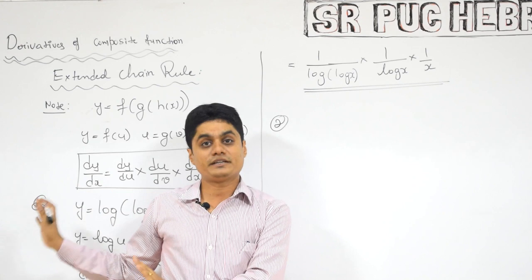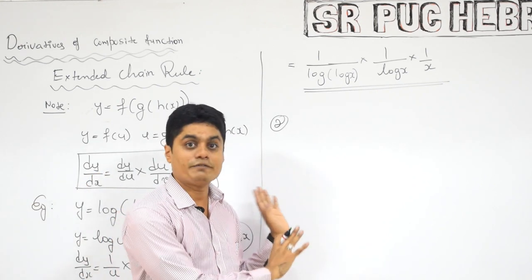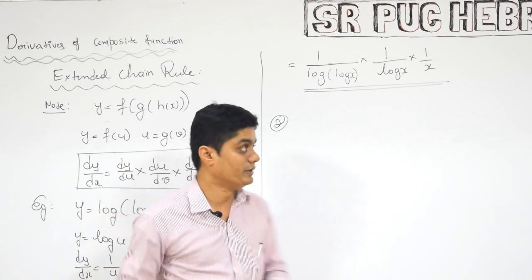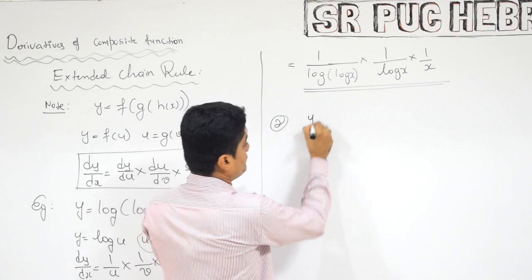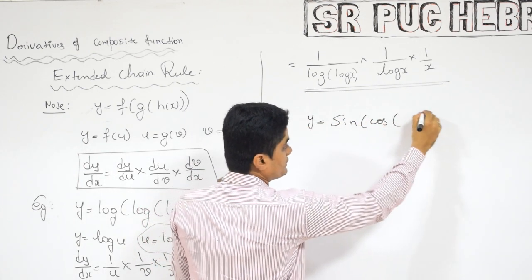Okay, let me take one more example, because as you solve more problems, you will become perfect in chain rule. 5 or 6 is definitely not enough. Around 25 to 30 problems you have to solve yourself to understand and make this perfect. So let me take one more example. y is equal to sine of cos of, what do you want? Inside cos.